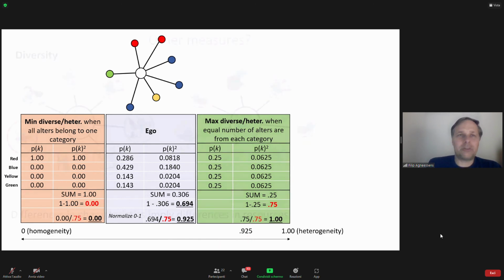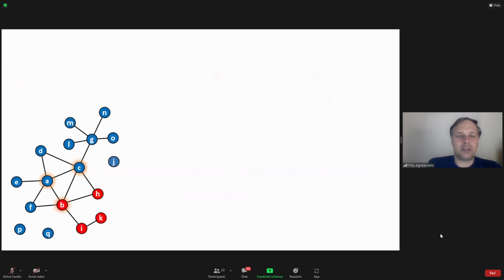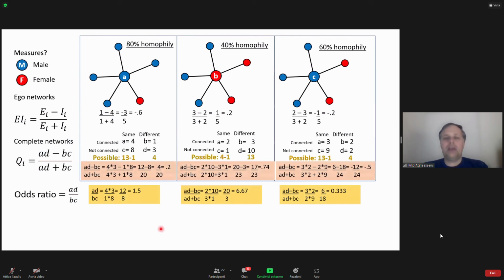So with respect to the males and females thing here, it's actually that the female here, the B, is actually very biased in a sense. She's very selective in choosing homophilous ties. So why is that? Because she chose 2 out of 3 females, and she only chose 3 out of 13 males.